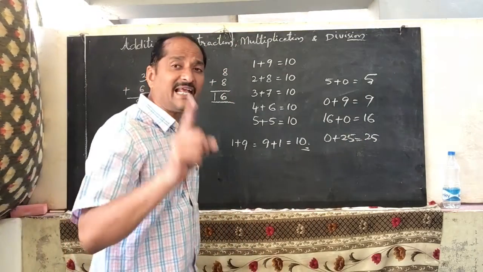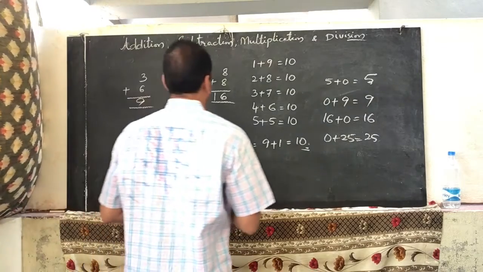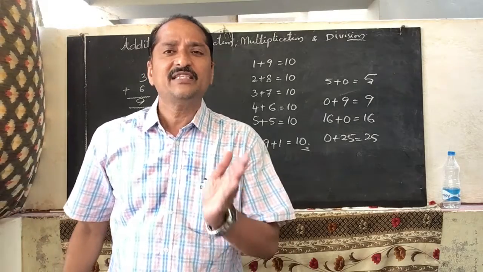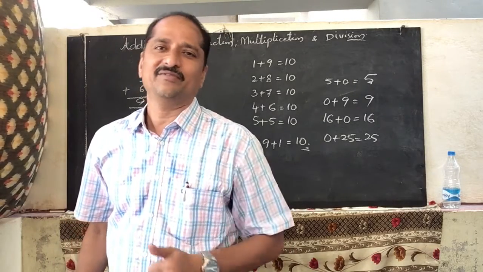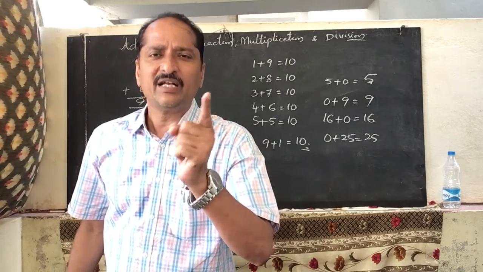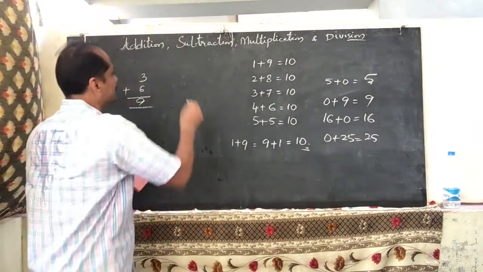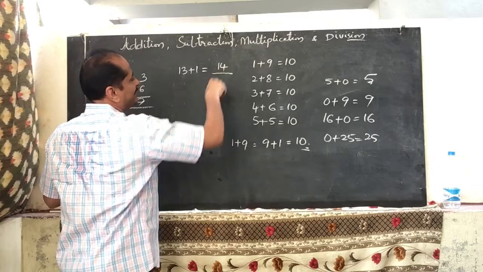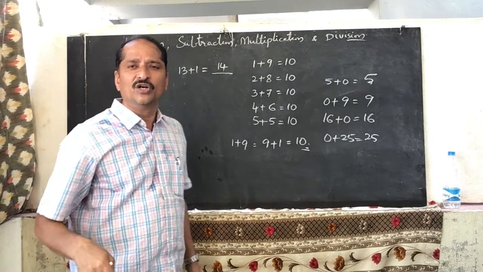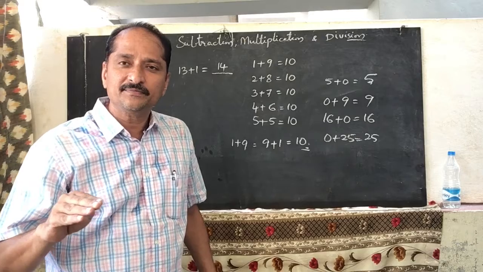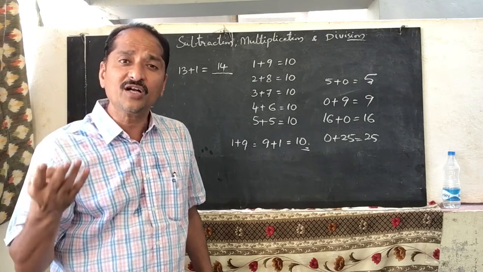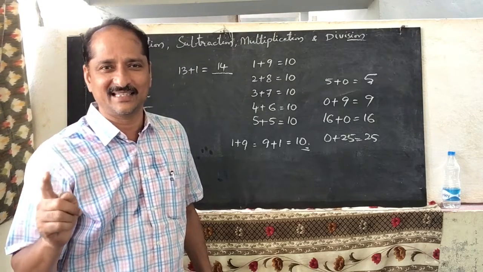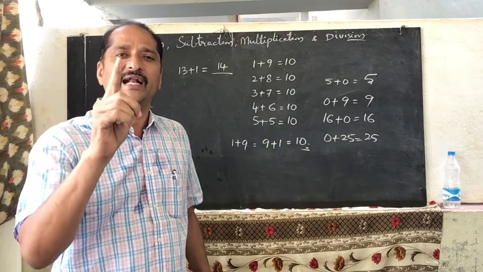And if you add 1 to any number, you will get its successor. Successor means which comes after. So if you are adding 1 to any number, you will get the number after it. That means 13 plus 1. What is the successor of 13? 14. It comes after 13. So what is the successor of 25? 26. How did you get the successor? By adding 1 to the number, you get its successor.